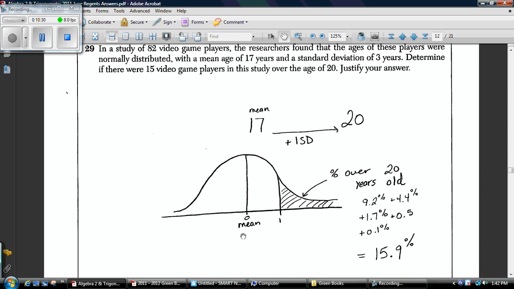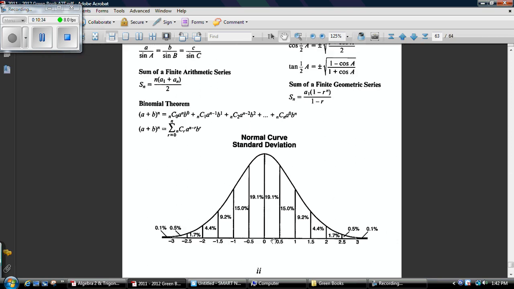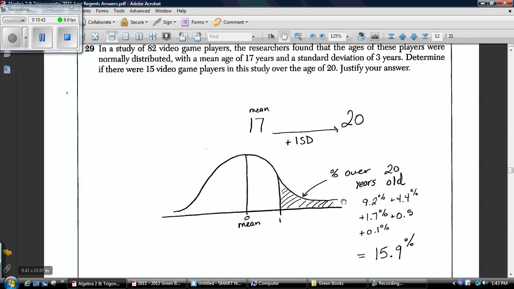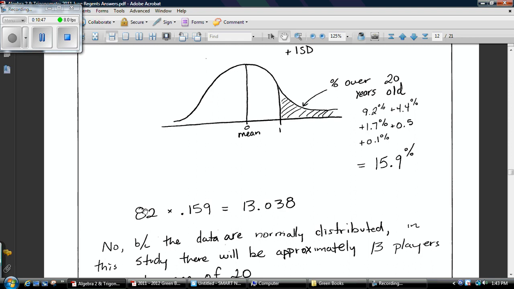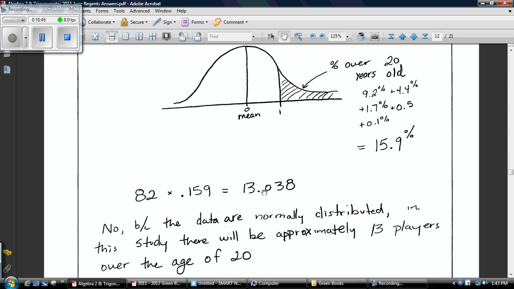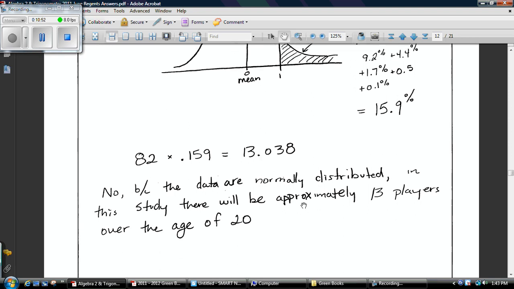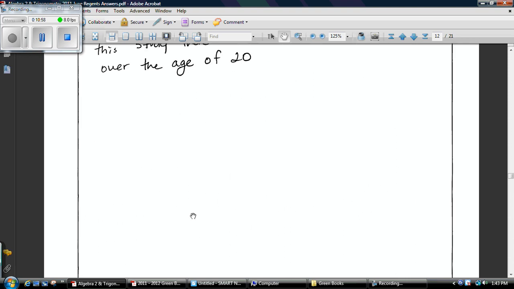Well, 20 is 3 above. That's 1 standard deviation above. That means on the normal curve, 20 is right here. And to be above 20 means I have to add up this, and this. Add them up, you get 15.9%. There were 82 people in the study, and 15.9% of them is 13. So no, because the data are normally distributed in this study, there would be approximately 13 players only over the age of 20.